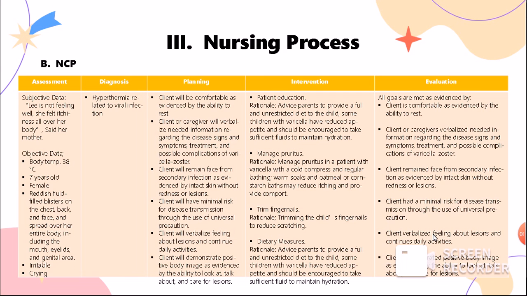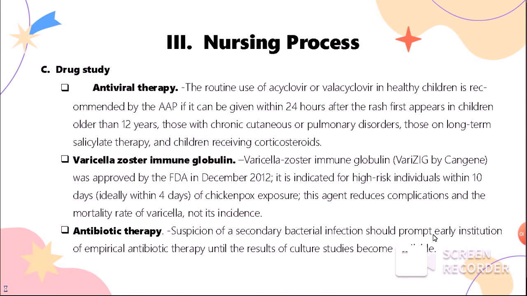So we have here a nursing process or a nursing care plan. Assessment, diagnosis, planning, intervention, and evaluation. Drug study. Antiviral therapy. The routine use of acyclovir for varicella in healthy children is not recommended by the AAP, but it can be given within 24 hours after the rash first appears in children older than 12 years old, those with chronic cutaneous or pulmonary disorder, those on long-term salicylate therapy, and children receiving corticosteroids.